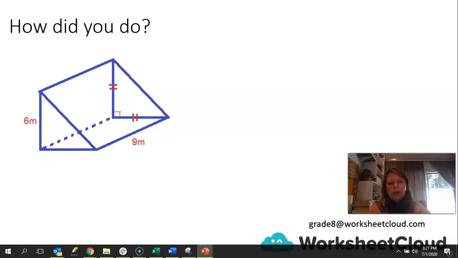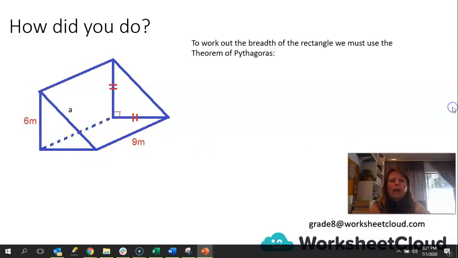Okay, so there's our triangular prism. We are missing this side because here we are told that that side is the same as that side, which means it is an isosceles triangular base. That will be 6 and that will be 6. We've got the 9, but again, we don't have the hypotenuse. So let's name it A, and let's use our theorem to work out what the A is, which is actually the breadth of the rectangle.